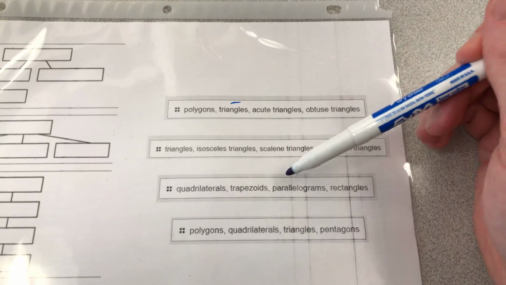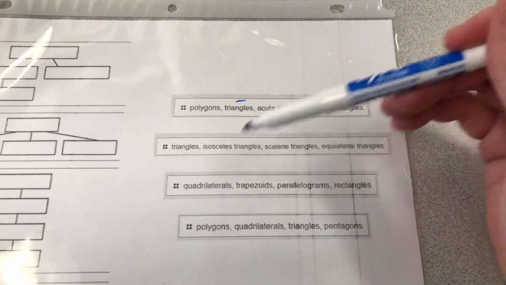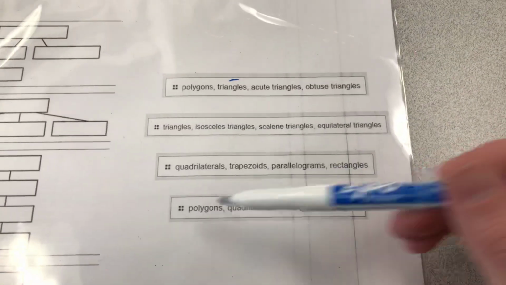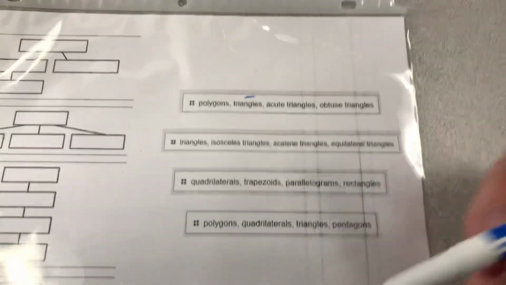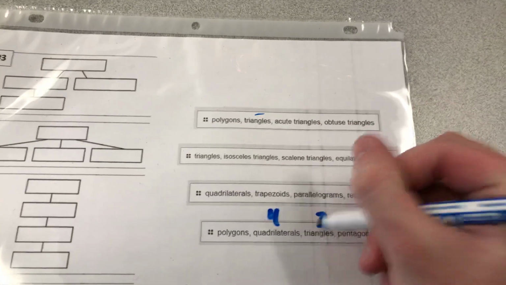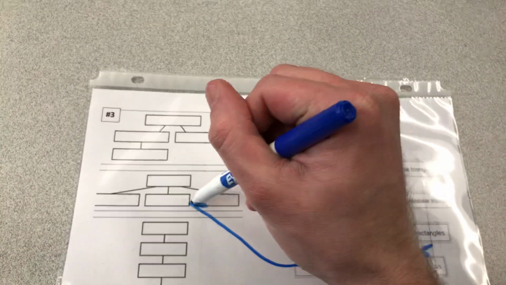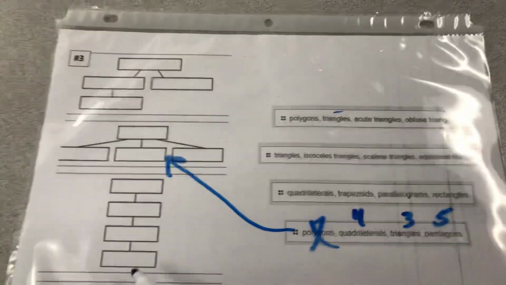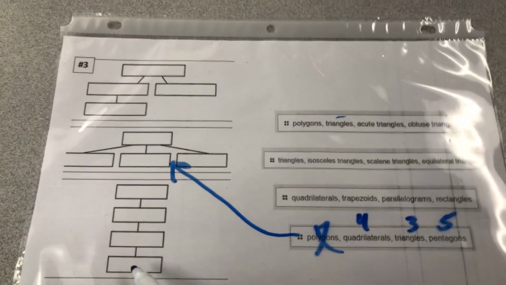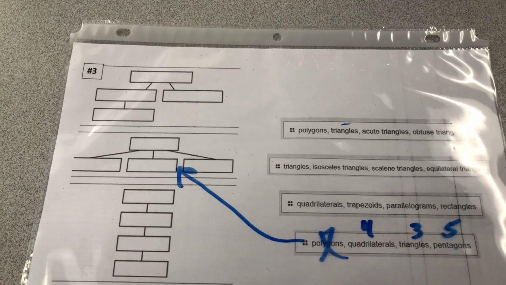Quad, trap, parallelogram, rectangle. Well, those are all 4-sided shapes. Pairs of parallel lines, those sound connected. Polygon, quad, tri, pent. Ooh, 4-sided shape, 3-sided shape, 5-sided shape. A triangle is never a pentagon. That means that this one has to go here, right? Because they're all different. These are not connected, so they can't be here because if a triangle is underneath a pentagon, that means a triangle is always a pentagon. But we know that that's not true.